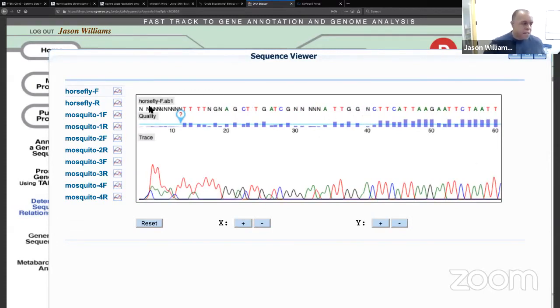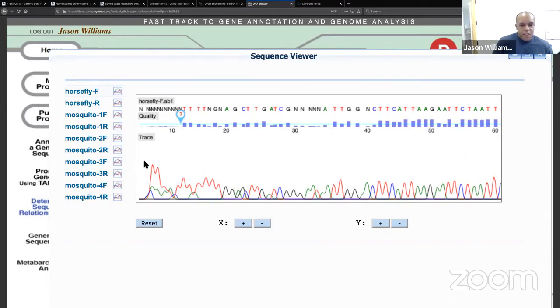Why do we see these things called N's? Well, as it turns out, if you look in your packet, it explains that the N means any, meaning it's an unknown nucleotide. In other words, the data here are not very good. This is basically saying that the computer that read this gel when it was being sequenced was not able to determine what the DNA sequence was.